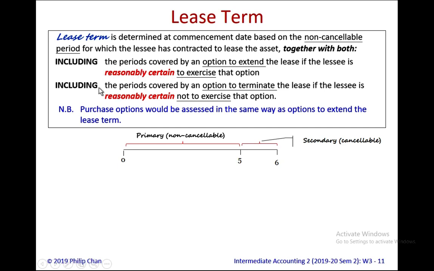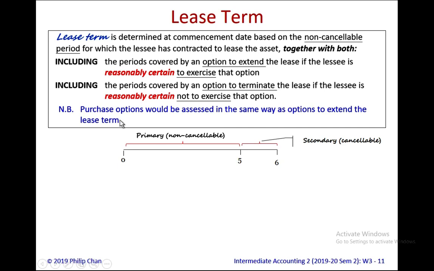It may also include a period covered by an option to terminate the lease if the lessee is reasonably certain not to exercise the option. So for instance, if the initial period is going to be 6 years, and there is an option allowing the lessee to terminate the contract in the last year, and it is reasonably certain that the lessee would not exercise that option to terminate, then this year would be included in the lease term as well. Now, for IA2 purposes, to make it easy for you, we would take away that option to terminate in basically all questions, so don't worry about that.